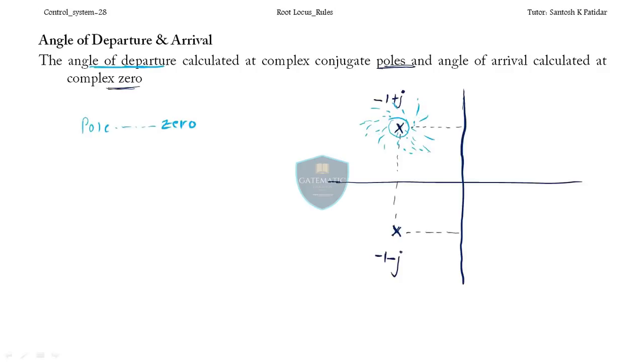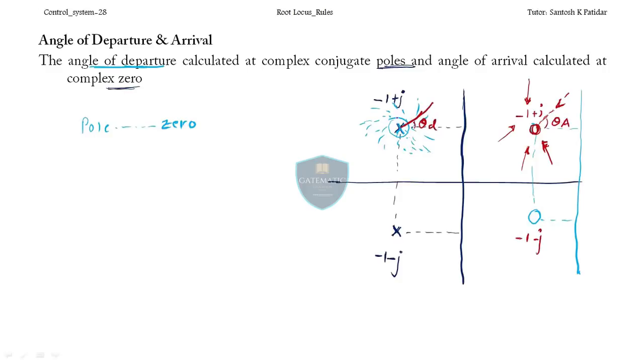So angle of departure is always given for the poles. Why? Because the poles are departing. Okay, zeros do not depart, only poles depart. Okay, the same thing if I take for the zeros. Here the zeros are given. So on the zeros, poles will come, isn't it? The poles will come to the zero, but how will they come? What will be the angle? So whatever angle by which the poles are coming onto this zero is nothing but the angle of arrival. Let's take it as theta A, and the departure angle I'll take as theta D. Okay, so now I think the point is clear, what is the angle of departure and what is the angle of arrival. Okay friends, so how is it given?